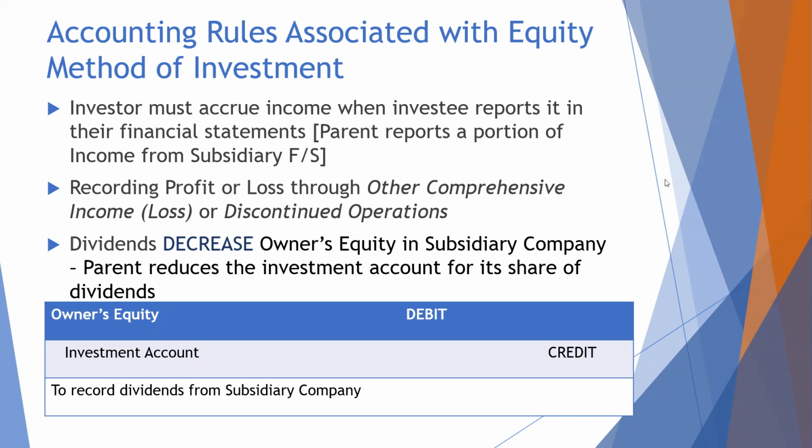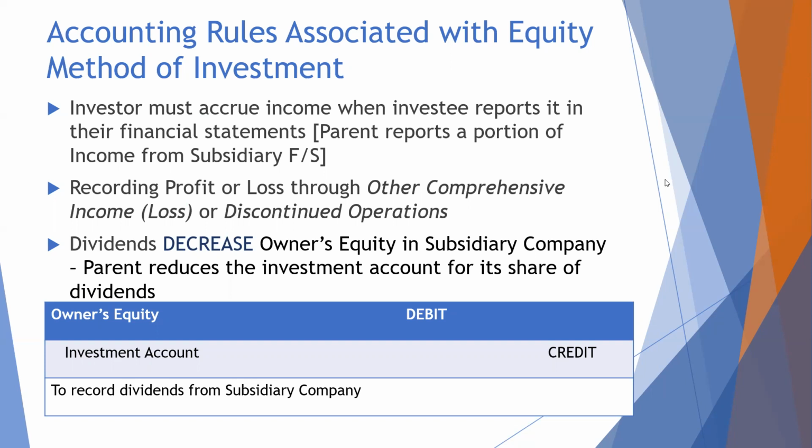Now, here's some rules that go on with the equity method of investments. The investor, the parent, will report a portion of the net income from the subsidiary's financial statement in their financial statement. They are also going to record any profit or loss of the subsidiary company in their other comprehensive income, loss, or discontinued operations.